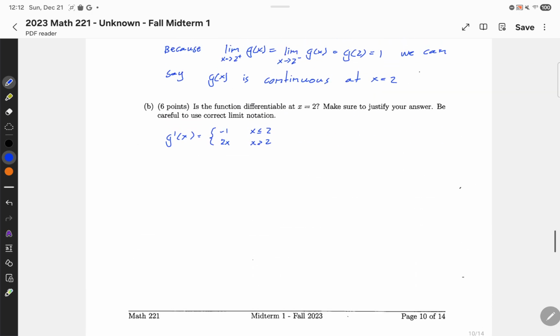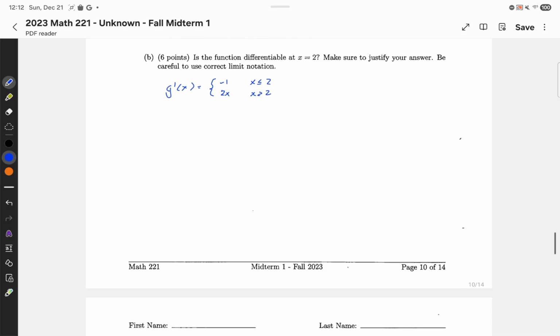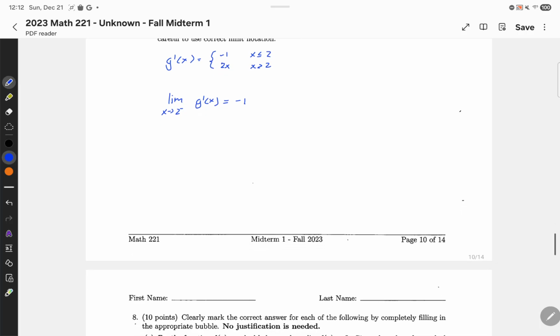Yep, double check. And now what we want to do is check the exact same things. Is the limit on the left side equal to the limit on the right side equal to the value itself? So let's take a look at the limit as x approaches 2 from the negative side of g prime of x. Well, this is going to just be equal to minus 1, because we're looking at x approaching 2 from the negative side. And now let's take a look at the limit as x approaches 2 from the positive side of g prime of x. Well, this is going to be equal to 2 times 2, which is equal to 4.